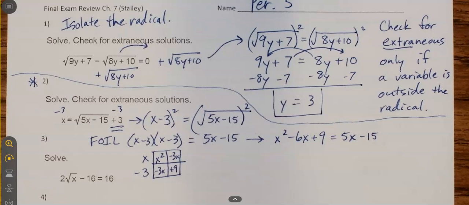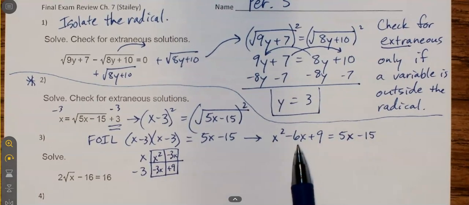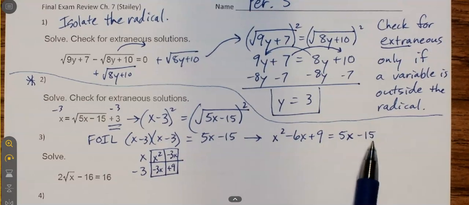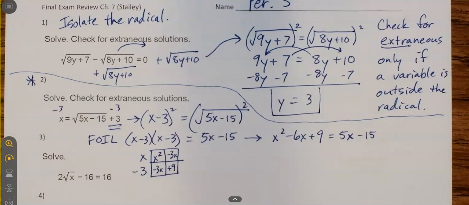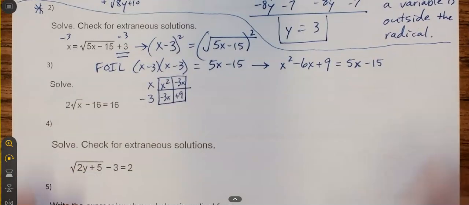Okay, hopefully you foiled that and you got something like this. X squared minus 6x plus 9 equals 5x minus 15. All we did was foil the left side. Does anybody have any questions on reminding you about FOIL? Like I said, I don't care if you use a box or if you draw arrows. It doesn't bother me one way or the other. Whatever helps you.